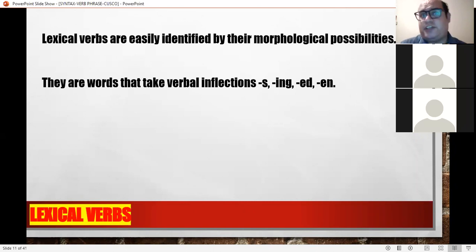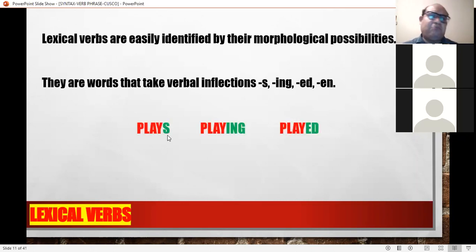You cannot do that with the auxiliary verbs, right? They do not take inflections, so they have just a base form. But the lexical verb can adapt. You can change it into present, into past, into the past participle, present participle. Remember the ing is called the present participle, all right? So don't forget about the lexical verbs. They take verbal inflections, all right? So as you can see here, play, plays, playing, played. Here you have the inflections. Remember, we call these the inflectional morphemes.